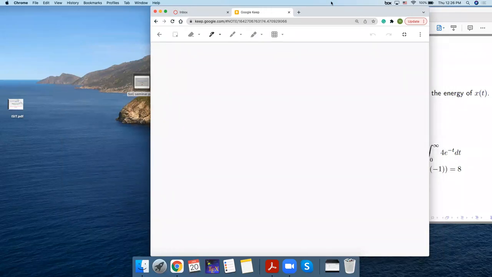All right, so let's start with a small test. Calculate the magnitude of this complex number. Okay, I'll give you 2 minutes.